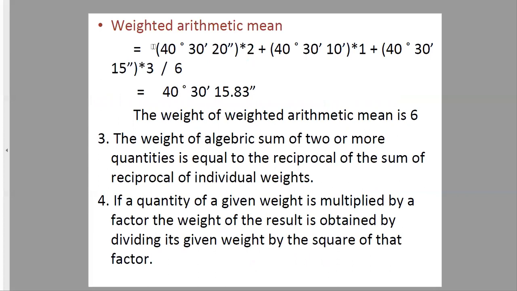So this is how we'll calculate. This is the reading and its weight. We will multiply the reading with its weight, and then the second reading with its weight, and this reading with its weight, and divide by 6. Why? 2 plus 1 plus 3 becomes 6. So this is how we have calculated, and that is 40 degree, 30 minute and 15.83 seconds. This is the weighted arithmetic mean.